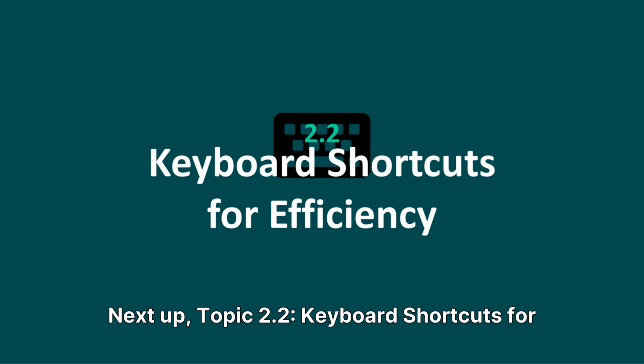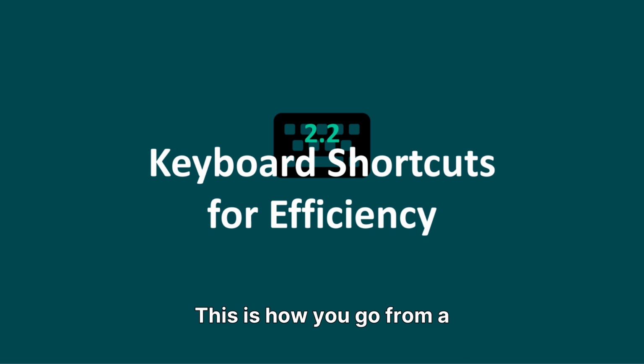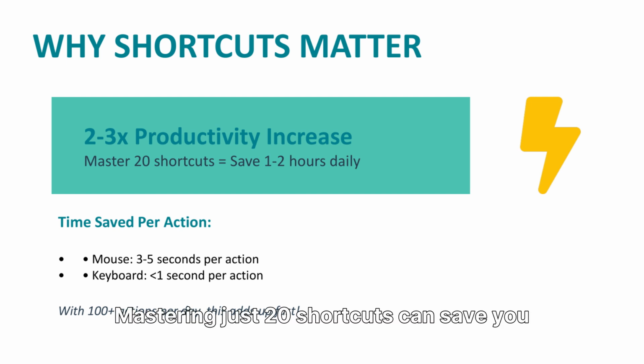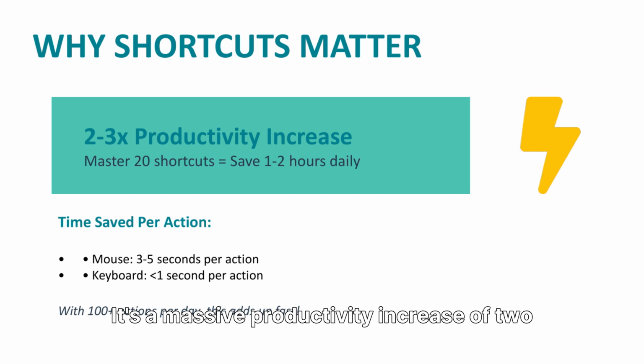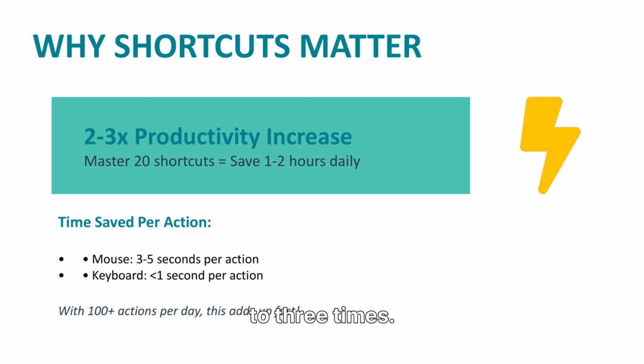Next up, Topic 2.2, Keyboard Shortcuts for Efficiency. This is how you go from a good analyst to a great one. Mastering just 20 shortcuts can save you up to 2 hours daily. It's a massive productivity increase of 2 to 3 times. Using a mouse takes 3 to 5 seconds per action. On a keyboard, it's less than 1 second. With 100 actions a day, this adds up fast.